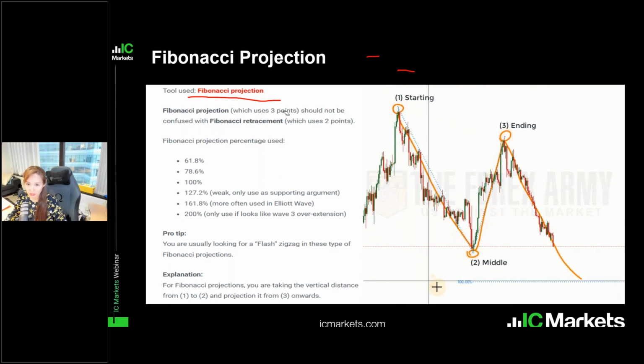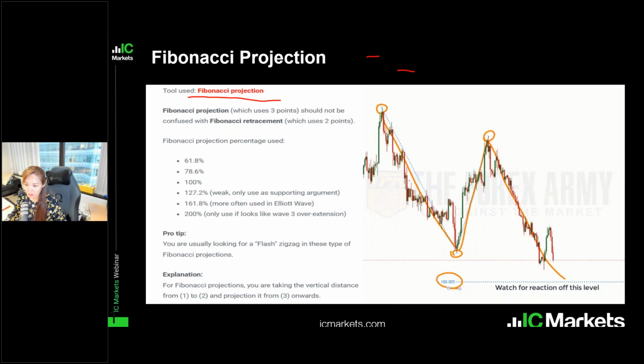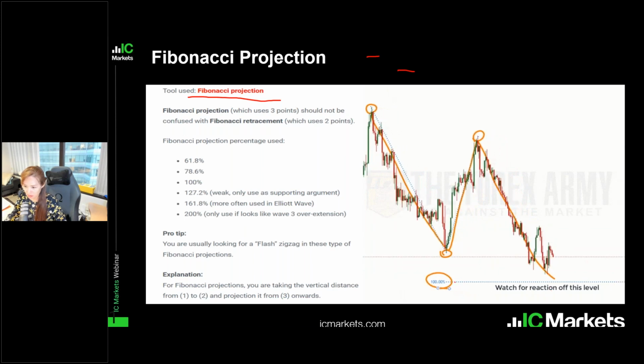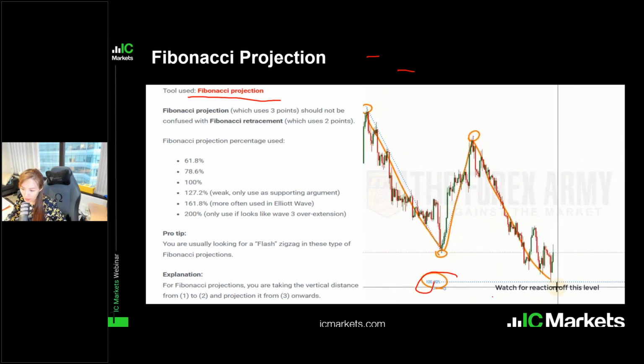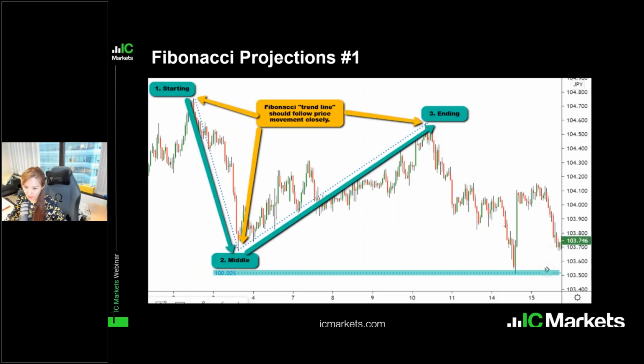for projection you need to draw like this, with three points: 1, 2 and 3. You project this level, which is the 100% Fibonacci projection, and you need to look for a zigzag like this. You may get confused if you've never used it before, but if you keep practicing, I think you will master it.